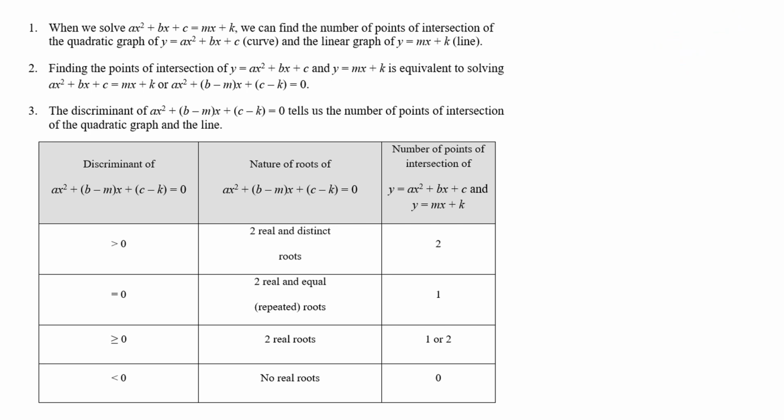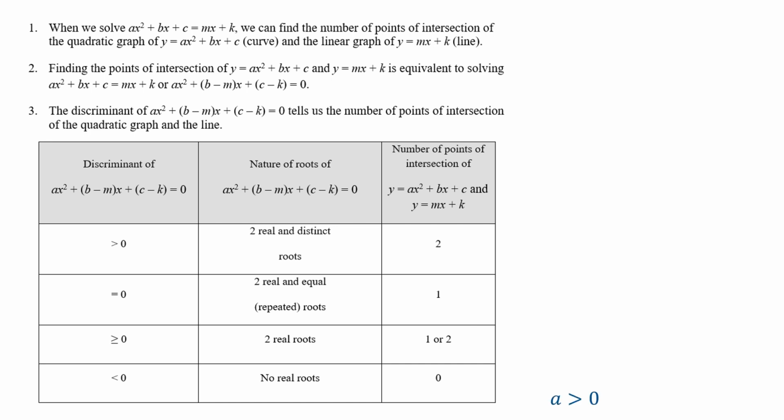Okay, if the value is more than 0, then you would have two real and distinct roots. Equal to 0, two real and equal roots. More than or equal to 0 is two real roots. But less than 0 means no real roots. Right, so how does it look graphically?